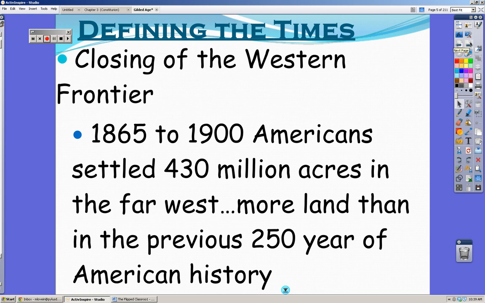So we close the Western frontier, as I said. We're still expanding. In this time period, 35 years, we settle the majority of the rest of the United States. That's the continental. We still don't have Hawaii. We still don't have Alaska. That's about 430 million acres are settled. Okay, and that's way more than we had obviously settled in the previous 250 years.